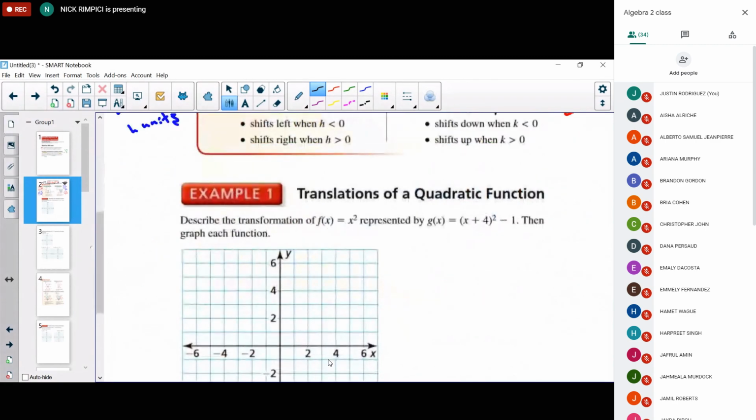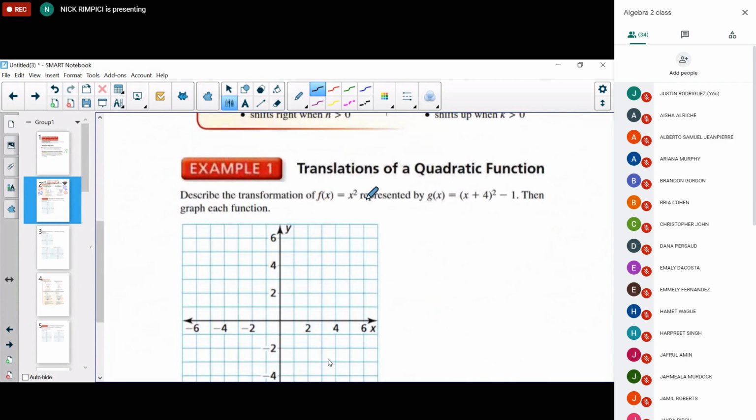So let's take a look at example one. Describe the transformation of x squared represented by this, and then graph each. Well, I'm actually going to just graph x squared. That's the parent function. I know how that looks. That's the one that goes through the origin. I'm going to do the best I can. It's hard for me to graph this with a mouse, so I'm sorry. It's the best I can do. Use Desmos. It'll obviously be way more accurate. And when you make your diagram, just do the best you can. It doesn't have to be perfect. It's close enough. So there's my parent.